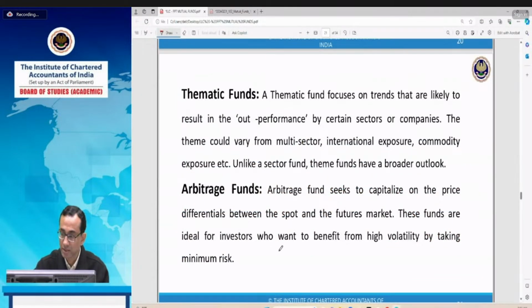Now come to arbitrage funds. An arbitrage fund seeks to capitalize on the price differential between the spot and the futures market. Someone was asking whether investment in futures can take place also. Yes, the investment can take place through arbitrage funds. These funds are ideal for investors who want to benefit from high volatility by taking minimum risk.